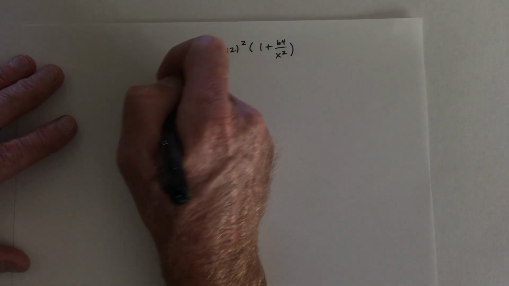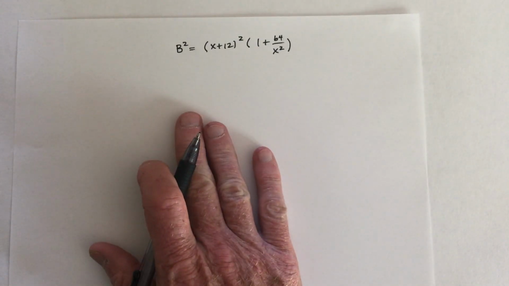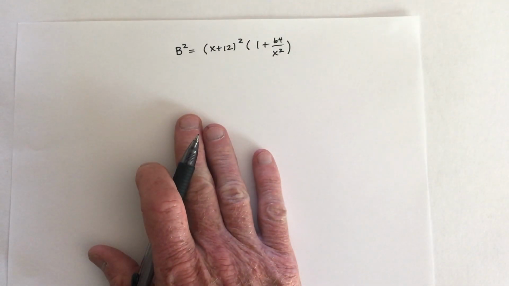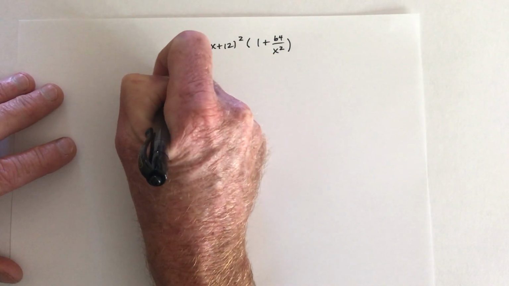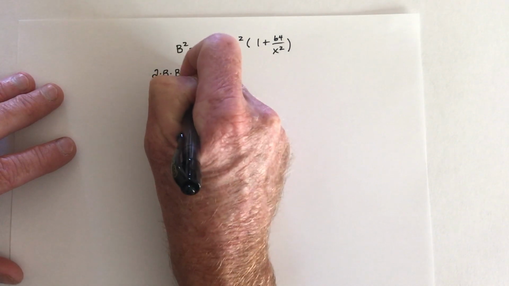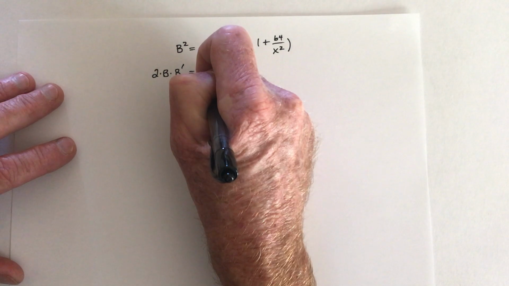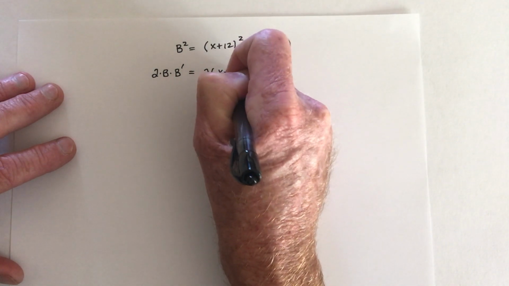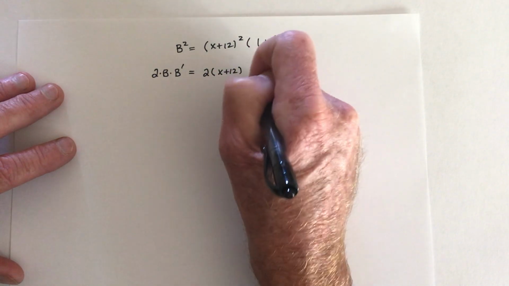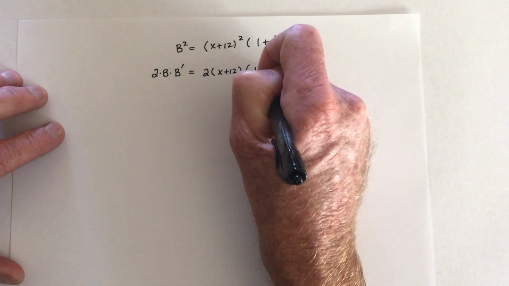Okay, so take the derivative. Let me adjust the lighting. There we go. And now take the derivative. The derivative on the left side is going to be 2 times b, and then, because of the chain rule, times b prime. On the right side, I need to use the product rule. So that's going to be the derivative of the first one, which is 2 times x plus 12, subtracting 1 from the exponent. That's the derivative for the first one. And then just copy down the next one.